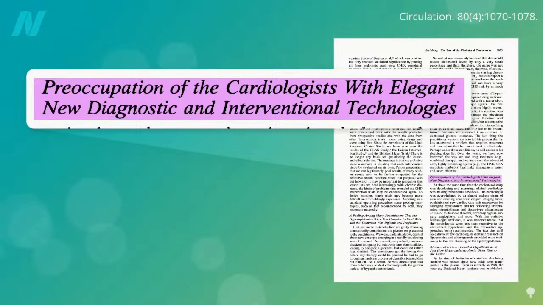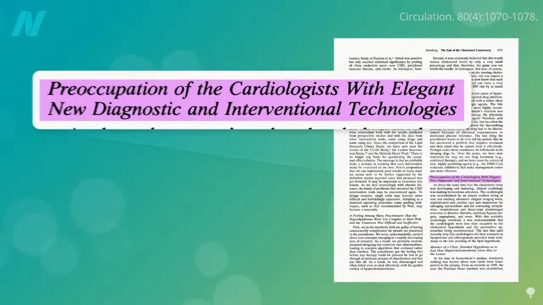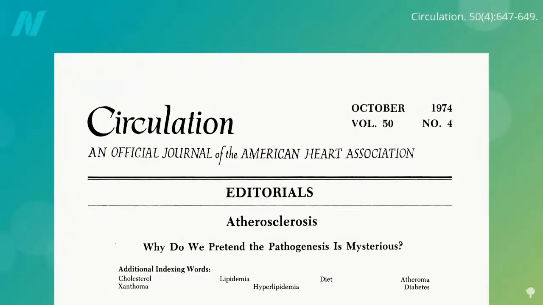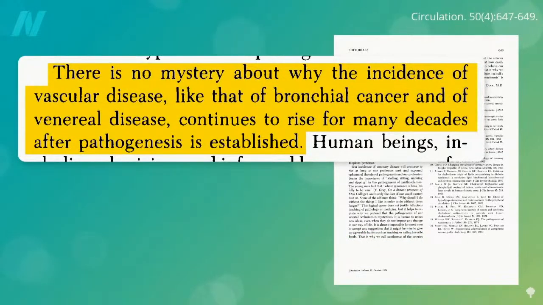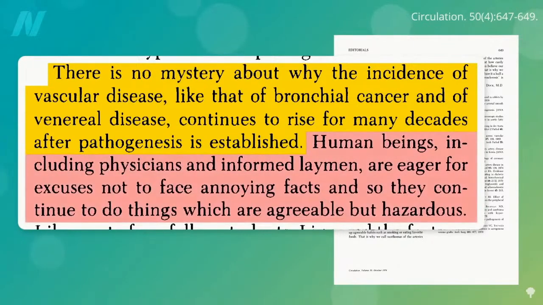But the reasons may be even more personal than that. As an editorial in the Journal of the American Heart Association asked nearly 50 years ago, why do we pretend the cause of heart disease is mysterious? There is no mystery as to why the incidence of heart disease, like that of lung disease and of venereal disease, sexually transmitted disease, continues to rise for many decades after the cause is established. Why? Because human beings, including physicians, are eager for excuses, not to face annoying facts, and so they continue to do things which are agreeable but hazardous.